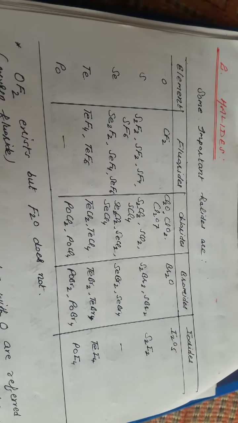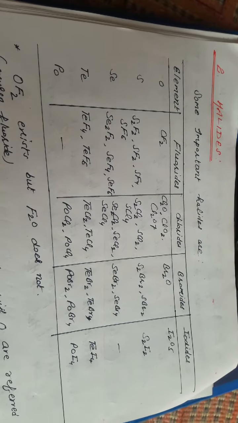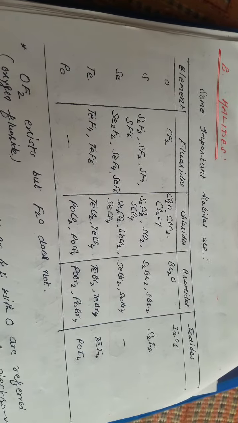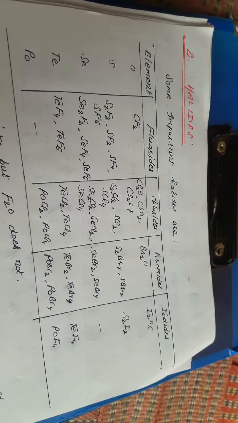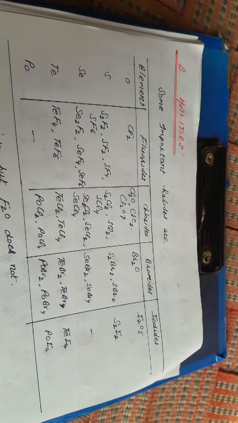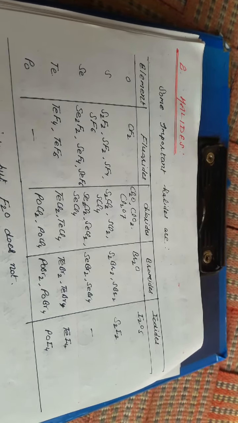Hello, good morning everybody. Today in this video lecture we are going to study halides, oxides and oxoacids of 16th group elements. First we take halides. Some important halides are those of oxygen, sulfur, selenium, tellurium and polonium in the form of fluorides.